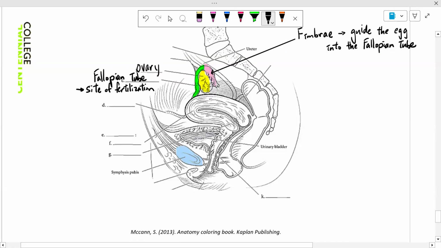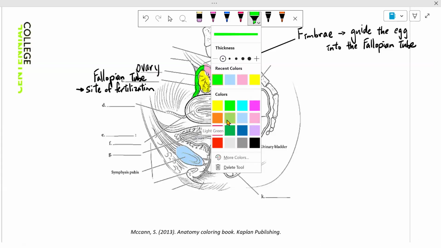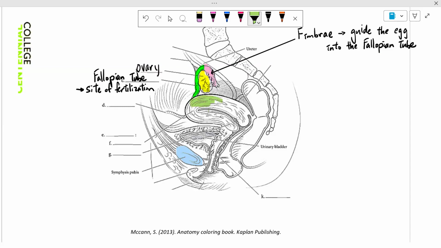Now, there are a couple other things here. Anybody know what that is? This whole thing? You there? The uterus, yeah, the uterus. So that is the uterus, and that is where the baby grows. The womb, basically.